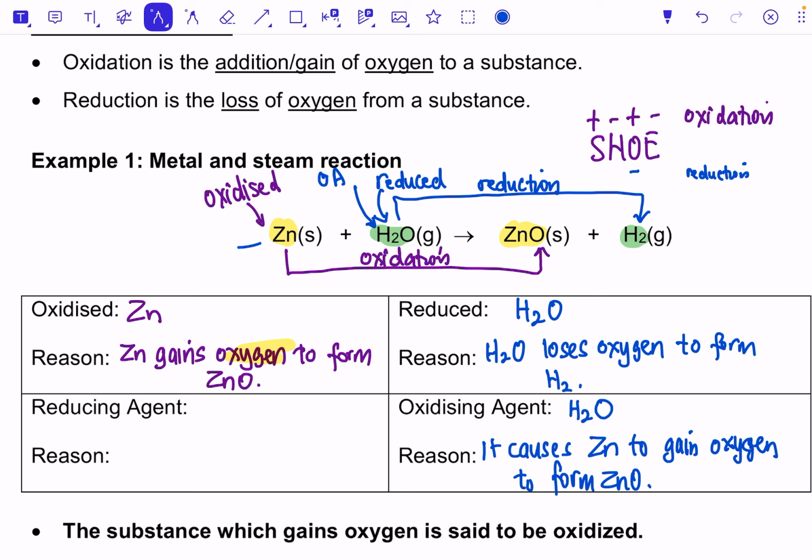So this zinc is called the reducing agent. The substance that brings about reduction. So zinc is here. So reason it causes. Then you can take this whole sentence here and copy inside. But you need to change the loses to lose lah. Okay? It causes H2O to lose oxygen to form H2. Okay?